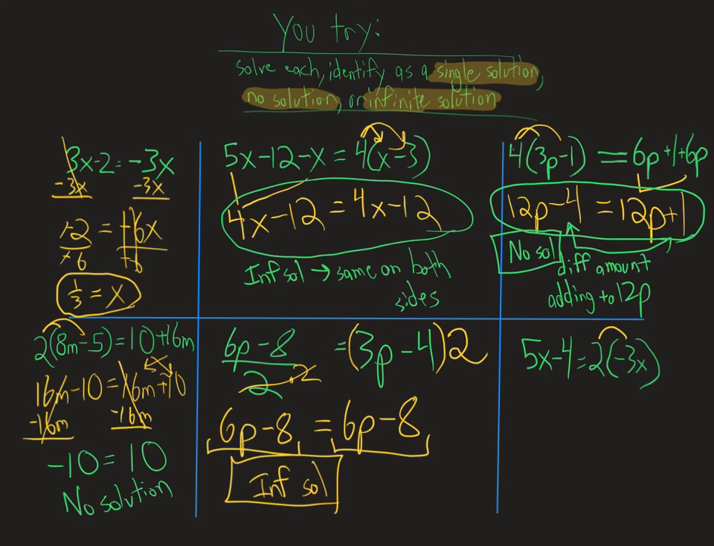And last, okay, if I'm going to subtract off the 5x there, nothing matches with my variables, so that tells you right away this is going to be just good old-fashioned single solution, and you got to work through it.